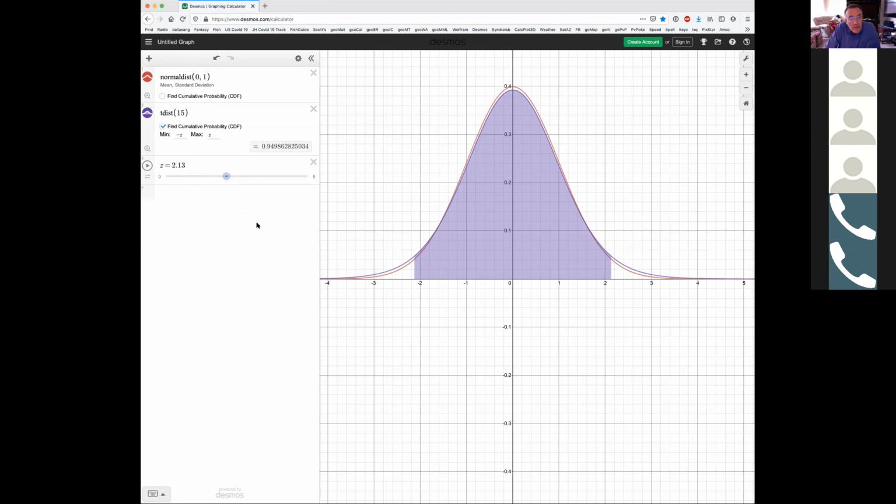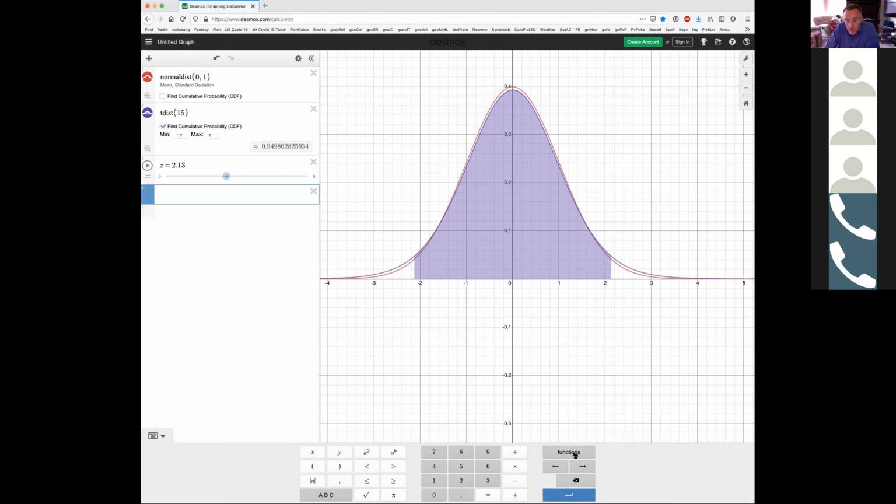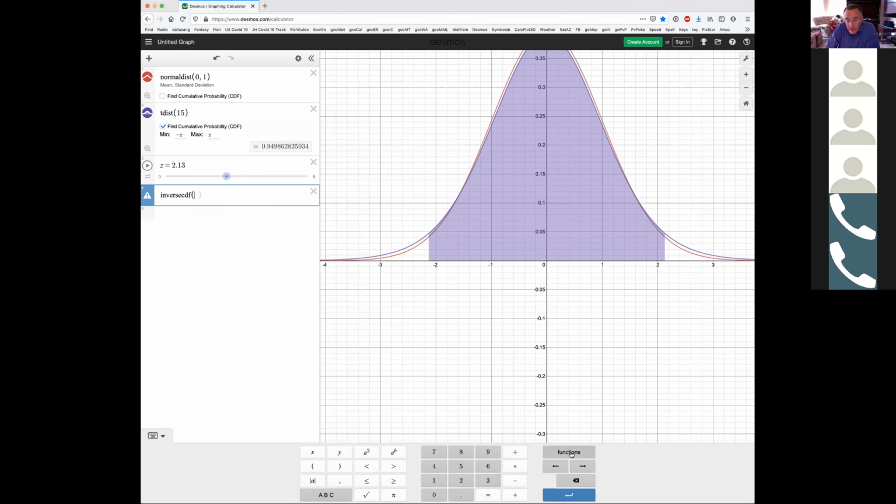Okay, so if you want this number a little bit more accurately, we can say inverse CDF. In this case, our function was the T distribution with 15 degrees of freedom. And we need to cut off 95%. So we want to the left so that we've got 0.95, plus this 2.5% that's left over. So we end up with 2.13144. So there it is accurately.